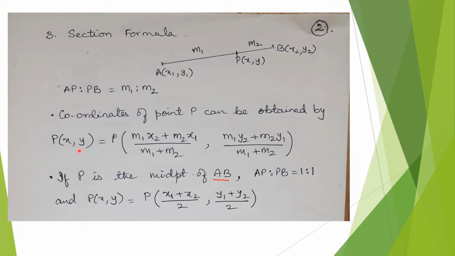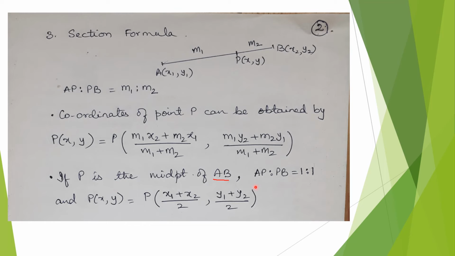So the coordinates of the point P are given by this formula, that is (m1 x2 plus m2 x1) divided by (m1 plus m2). And the same way the y coordinate will be (m1 y2 plus m2 y1) divided by (m1 plus m2). Please note, we are going cross, that is m1 and then going to x2, plus m2 into x1. In the same way, m1 into y2 plus m2 into y1, divided by m1 plus m2.